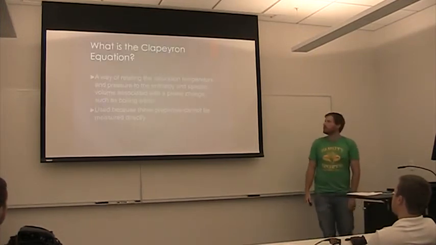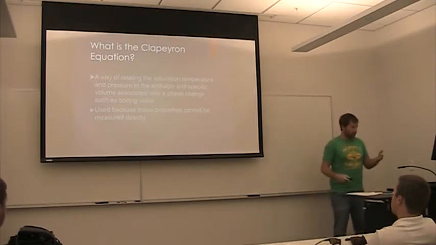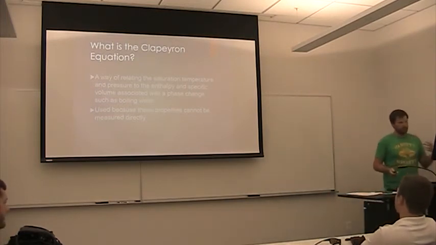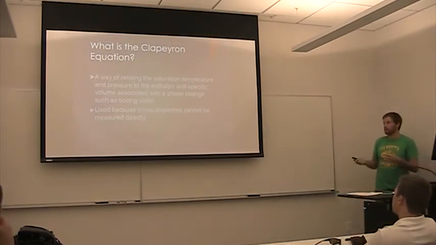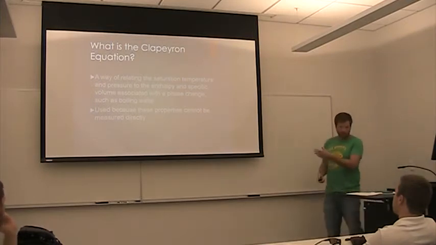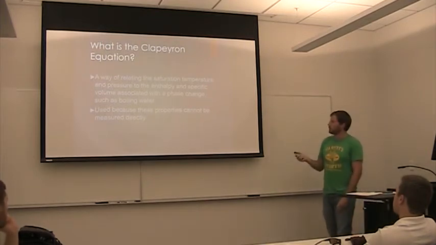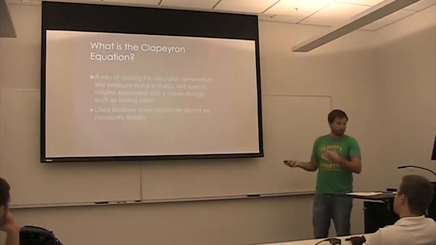All right. So, what is the Clapeyron equation? It's a way of relating the saturation temperature and pressure to enthalpy and specific volume associated with a phase change, such as taking water from a liquid to a gas. It's used because enthalpy and specific volume are hard to measure directly.